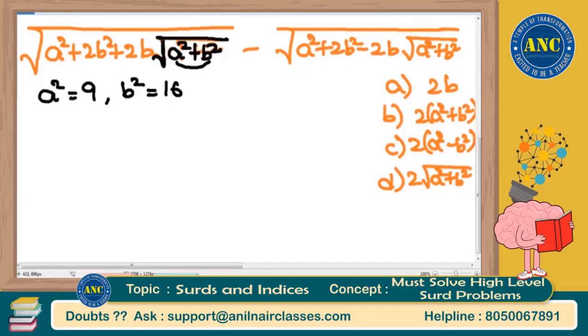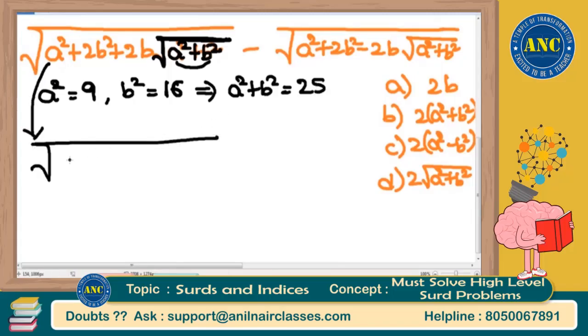Square root of 25 is also a perfect square, and square root of a square, which is 9, also is a perfect square. Square root of 16 is also a perfect square. Everything is a perfect square. So beautiful to solve this, sir. A square is 9, b square is 16. So a square plus b square will become 25. Substitute, simplify. Very easy. Don't solve it the way we solved in method 1.